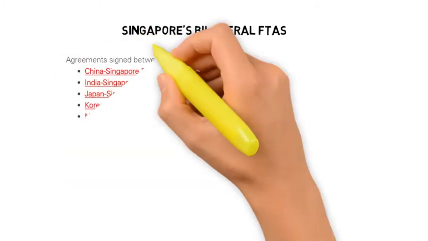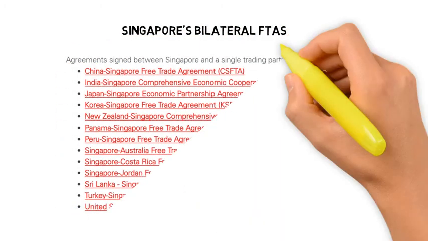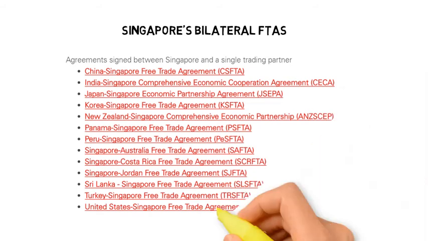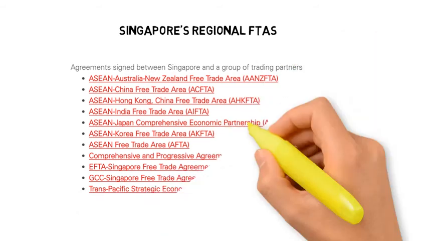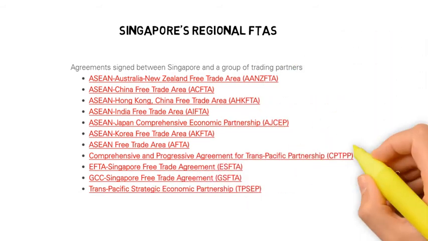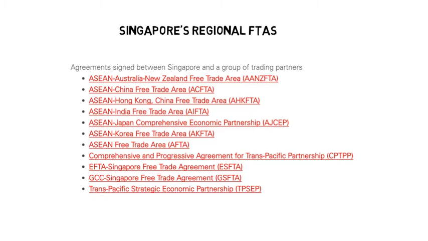Bilateral FTAs are agreements signed between Singapore and a single trading partner. The 13 countries with signed FTAs with Singapore come from different parts of the world and include China, India, Japan, Korea, and the United States. Regional FTAs are agreements signed between Singapore and a group of trading partners. The majority of Singapore's regional FTAs are signed as a member of ASEAN or Association of Southeast Asian Nations.